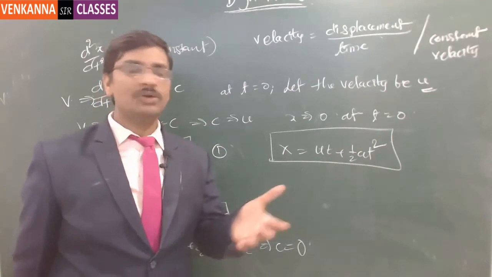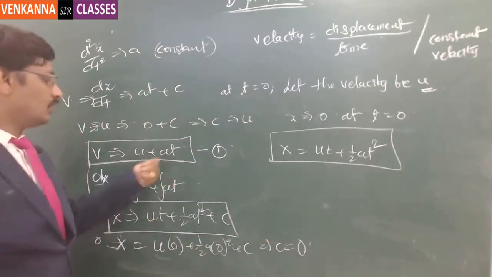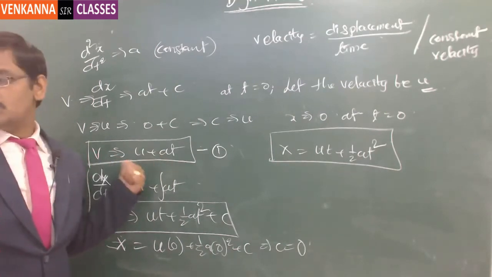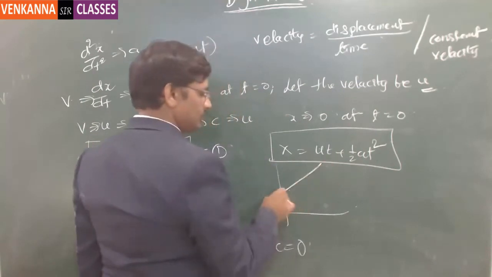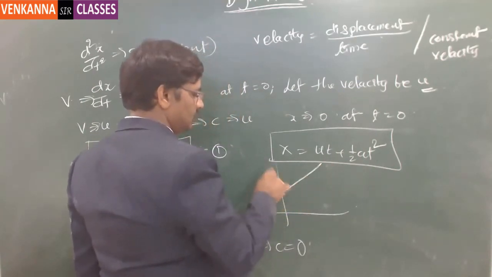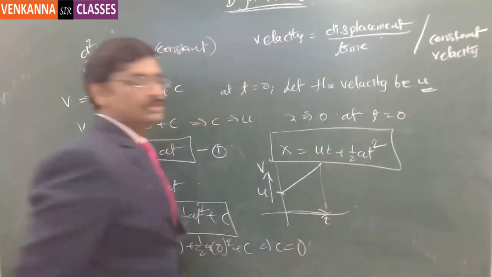And how much is it going to be? It is v is equal to u plus at. Now if you notice, this is a straight line for us, y is equal to mx plus c. So here, this is the initial velocity u, this is the velocity, and this is the time t. So this is the graph.